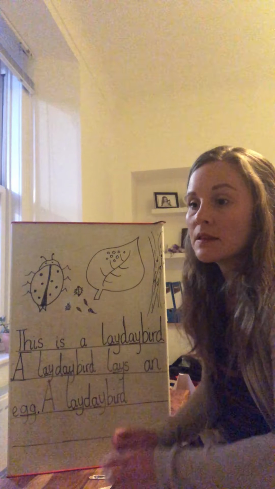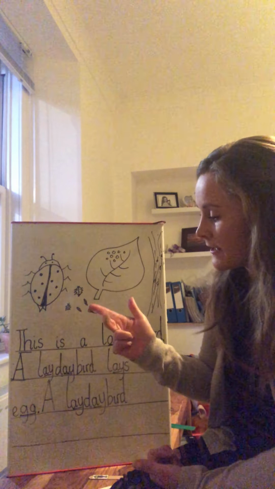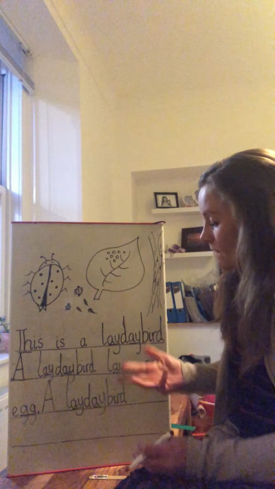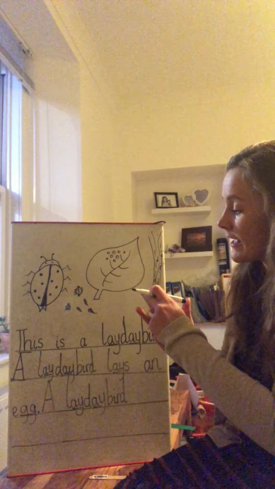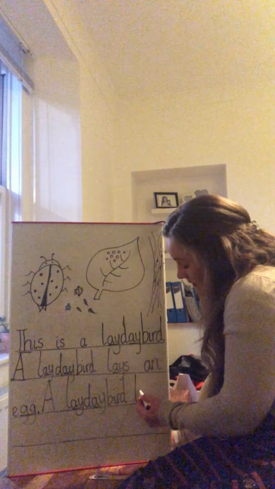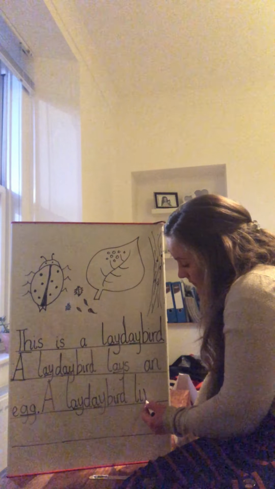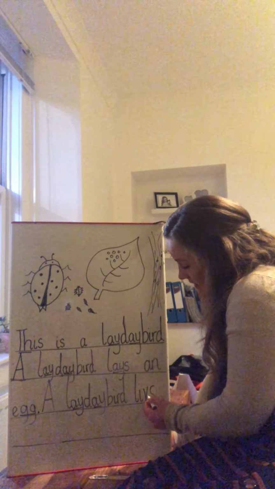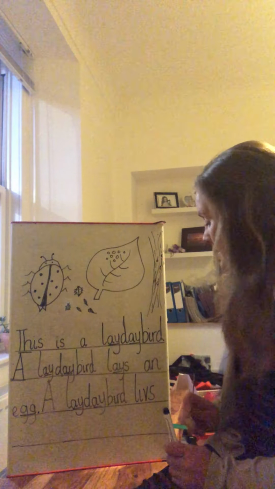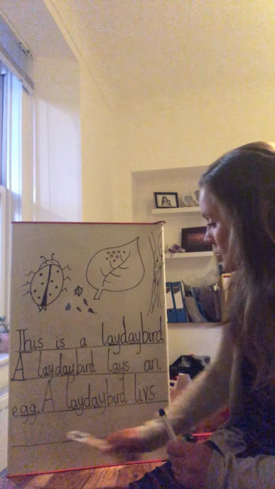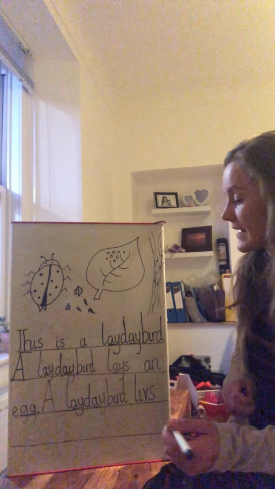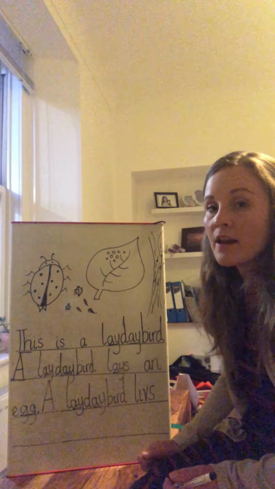Lives. Okay, so I've got 4 sounds. Lives. Okay, then we need a finger space. I don't have enough room to write my next word in here, so I'm going to go ahead and go down to the next line. A ladybird lives in.